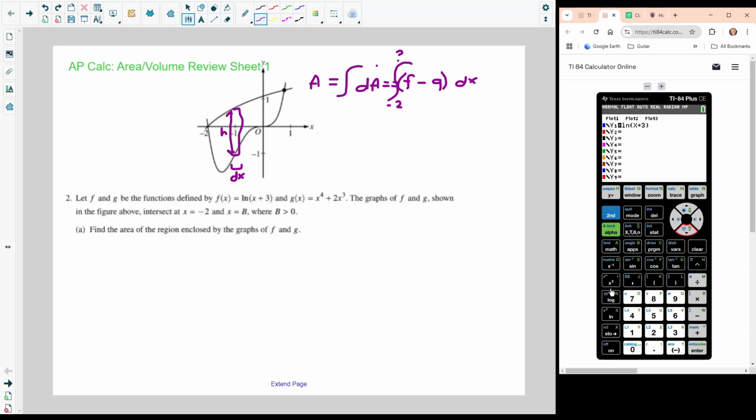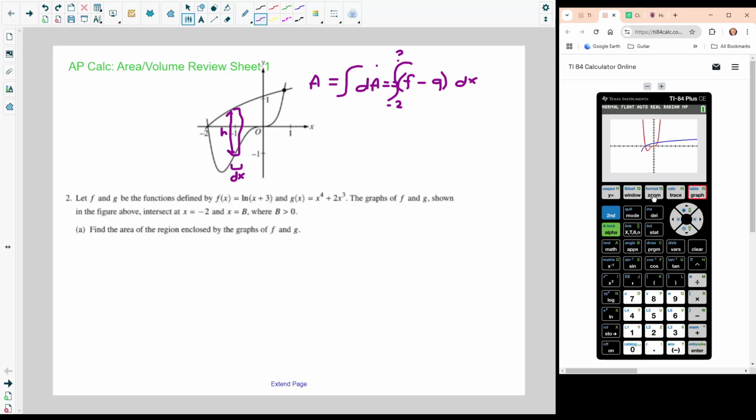And then g of x is x to the 4th plus 2x cubed. 2x cubed. Okay, so there's our 2 functions, f and g. Let's take a look at their intersection points. That does match our graph pretty nicely here.